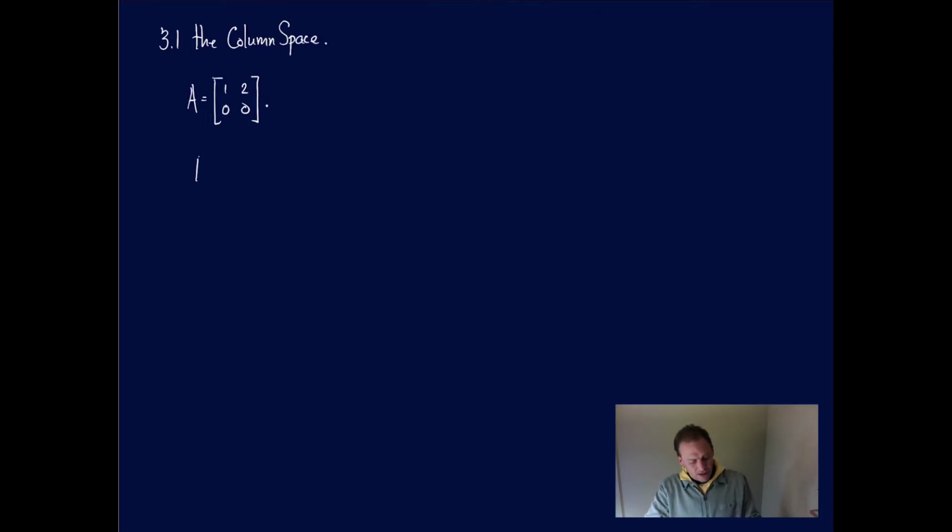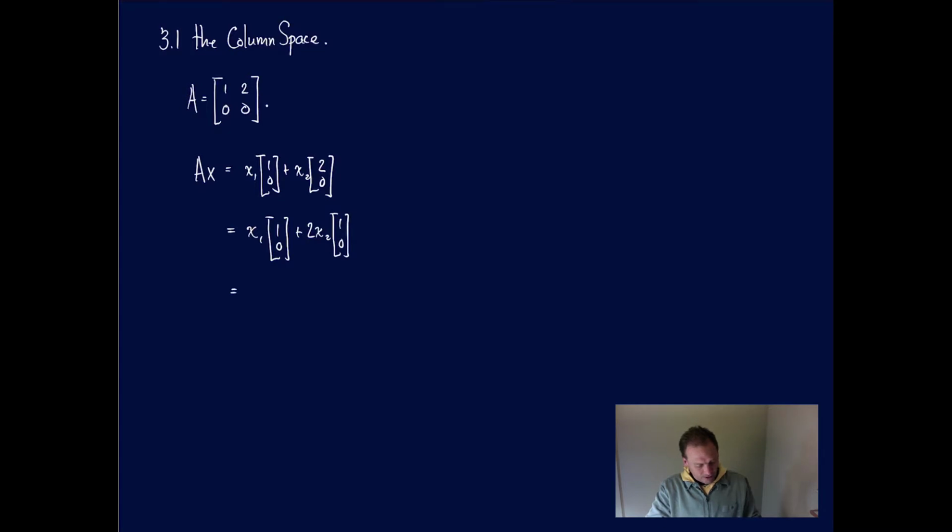So if I want A times X, that means I'm going to have X1 times (1, 0) plus X2 times (2, 0). In other words, AX just means all linear combinations of the columns of A. Notice that I'm going to rearrange this very carefully. I'm going to write this as X1 times (1, 0), plus 2X2 times (1, 0).